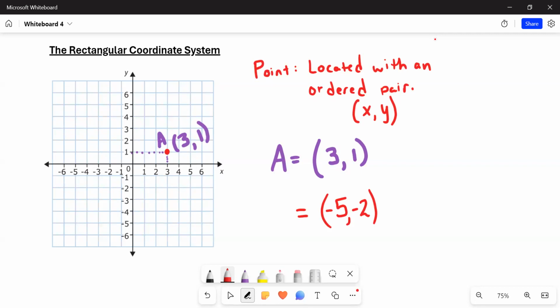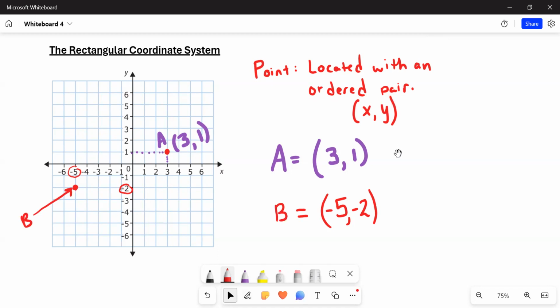So you would do -5 on the x-axis. That would be back here, right? On the left-hand side, there's where your -5 is. And -2 on the y-axis here. And where those meet is this location right here. So that's your point right there. If we call that point B, it could be point B.